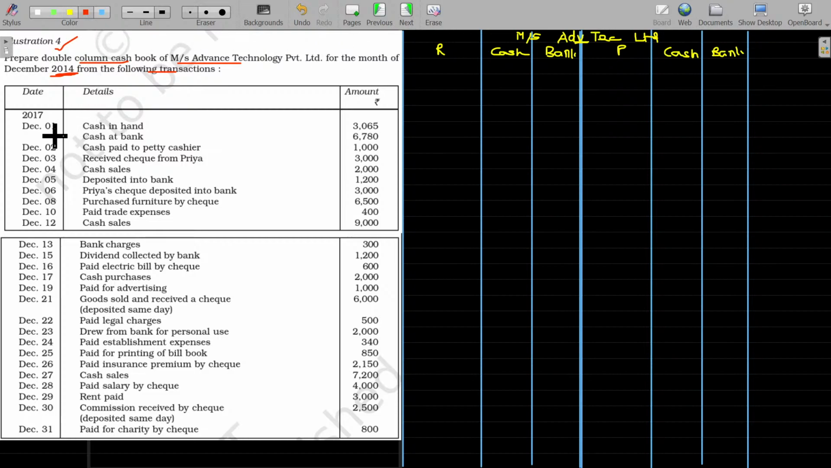Let me start with this illustration. On 1st December, we have a balance in cash and bank of rupees 3065 and 6780. I'll just post that here on the receipt side, to balance brought down, this value being 3065, and 6780 in bank.